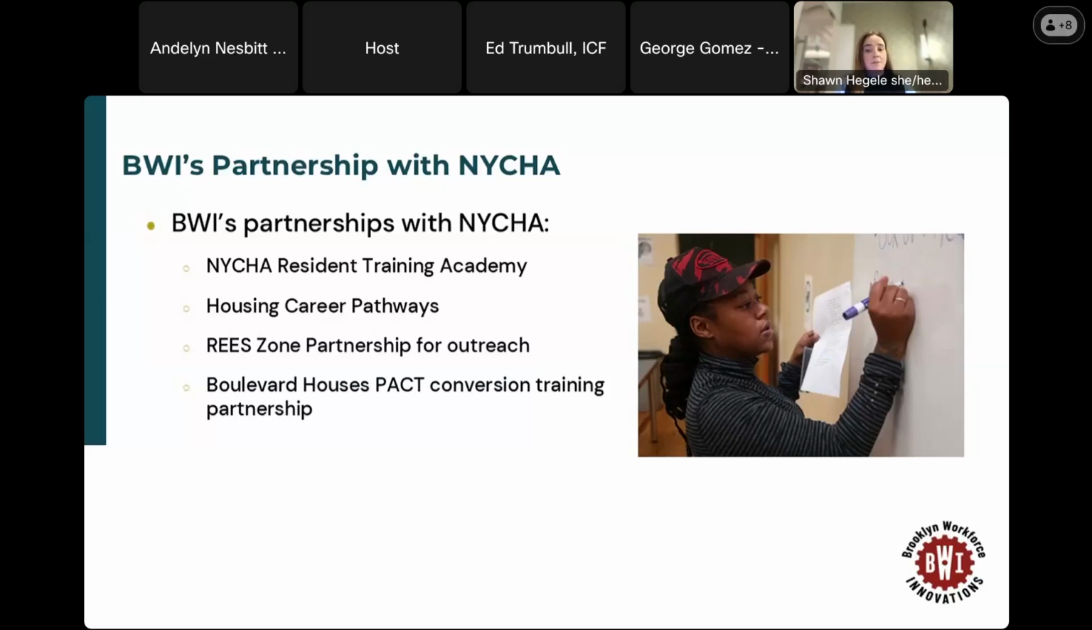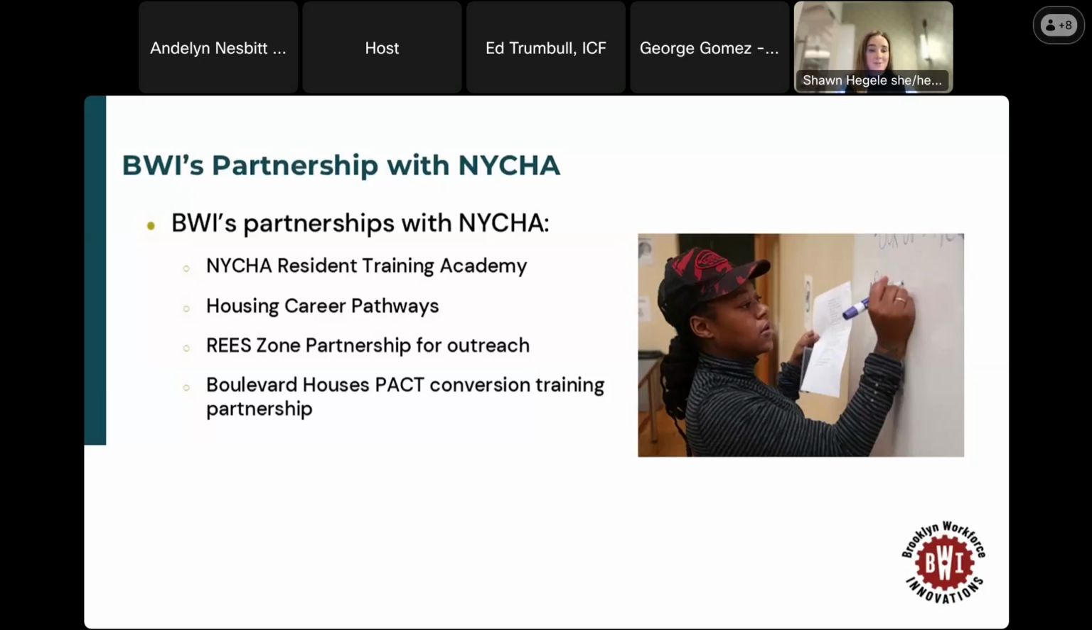The Housing Career Pathways program is a partnership that BWI has with both NYCHA and New York City's Affordable Housing Agency, HPD. That program identifies residents of either NYCHA public housing or affordable housing, and trains people for jobs with affordable housing management companies in lease up and compliance, for which there's a significant demand for these roles. So we're delivering digital skills and an introduction to the affordable housing industry, and then placing people into jobs after that program. We recently celebrated our 100th graduate, and that program is still going strong.